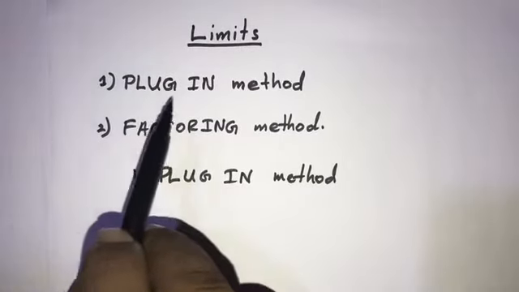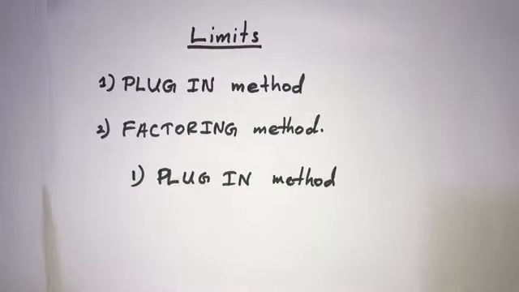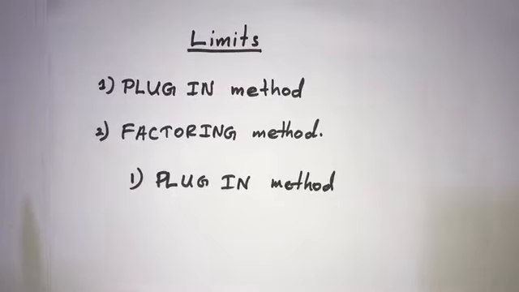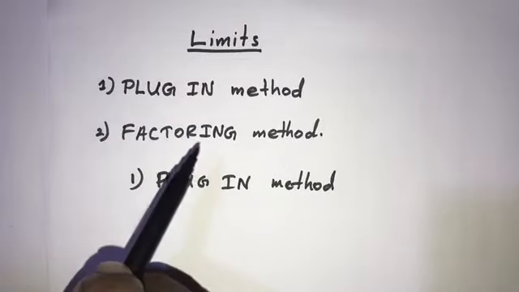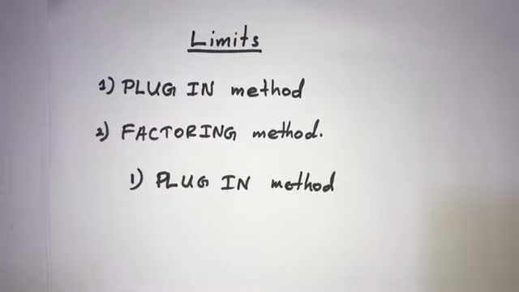Number 1, plug-in method. In this method, we can get answers by directly substituting. Number 2, factoring method. We can use the factor theorem, difference of two squares, difference of two cubes, or any other factor method to get factors. So let's look at them. Let's take the plug-in method first.